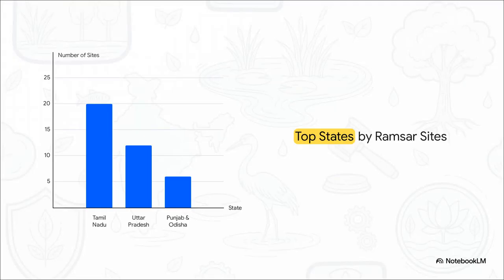When it comes to state-specific questions, Tamil Nadu is the undisputed heavyweight champion with 20 sites. Uttar Pradesh is sitting comfortably in second with 12. And then there's a pretty big drop-off to third place, which is a three-way tie between Punjab, Odisha, and Bihar, with 6 sites each. Just a quick side note, states like Telangana, Arunachal Pradesh, Meghalaya, and Nagaland currently do not have a single designated Ramsar site yet.